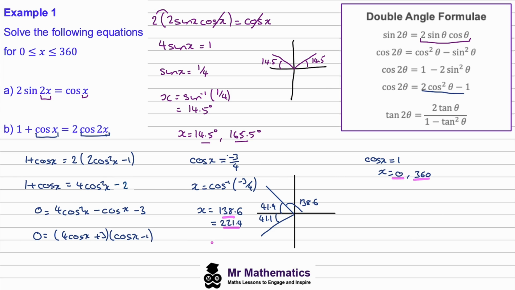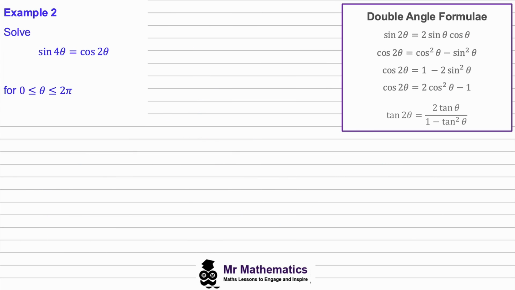Okay, let's try example 2. So in example 2, we've been asked to solve the sine of 4 theta equals the cos of 2 theta within this range. It's not immediately obvious how we can use these double angle formulae because we have 4 theta.